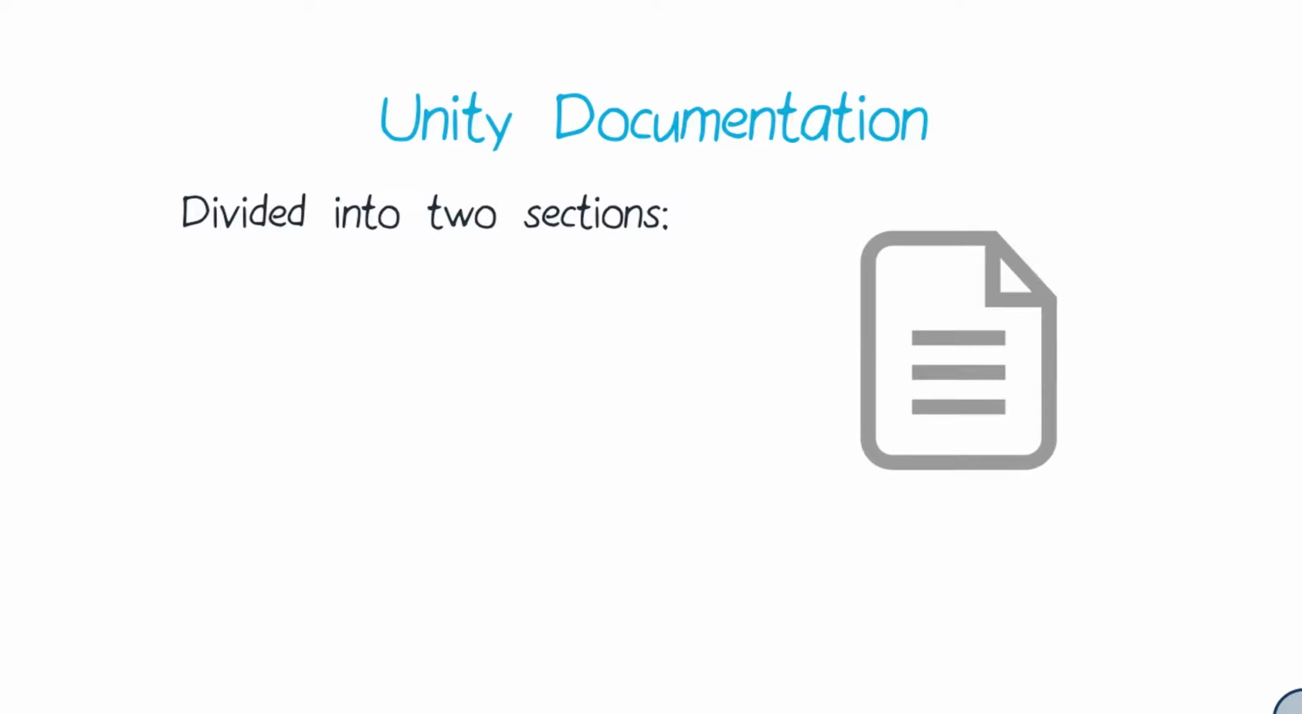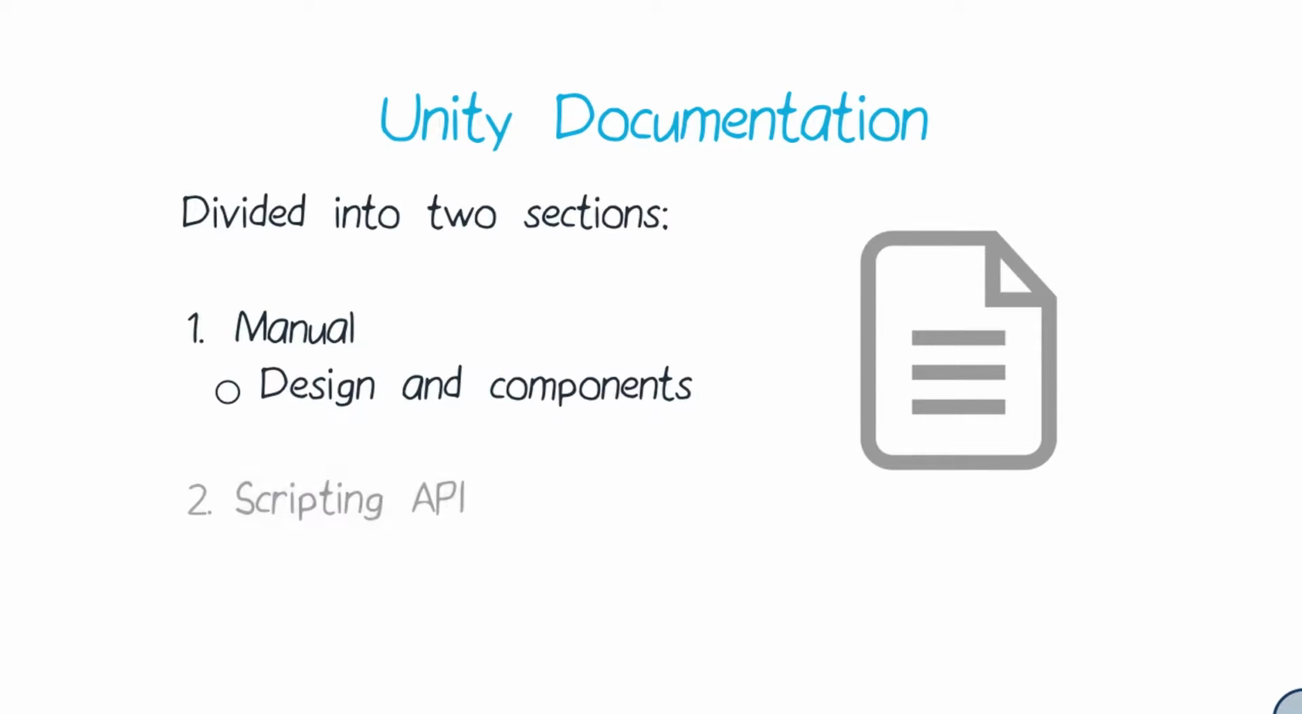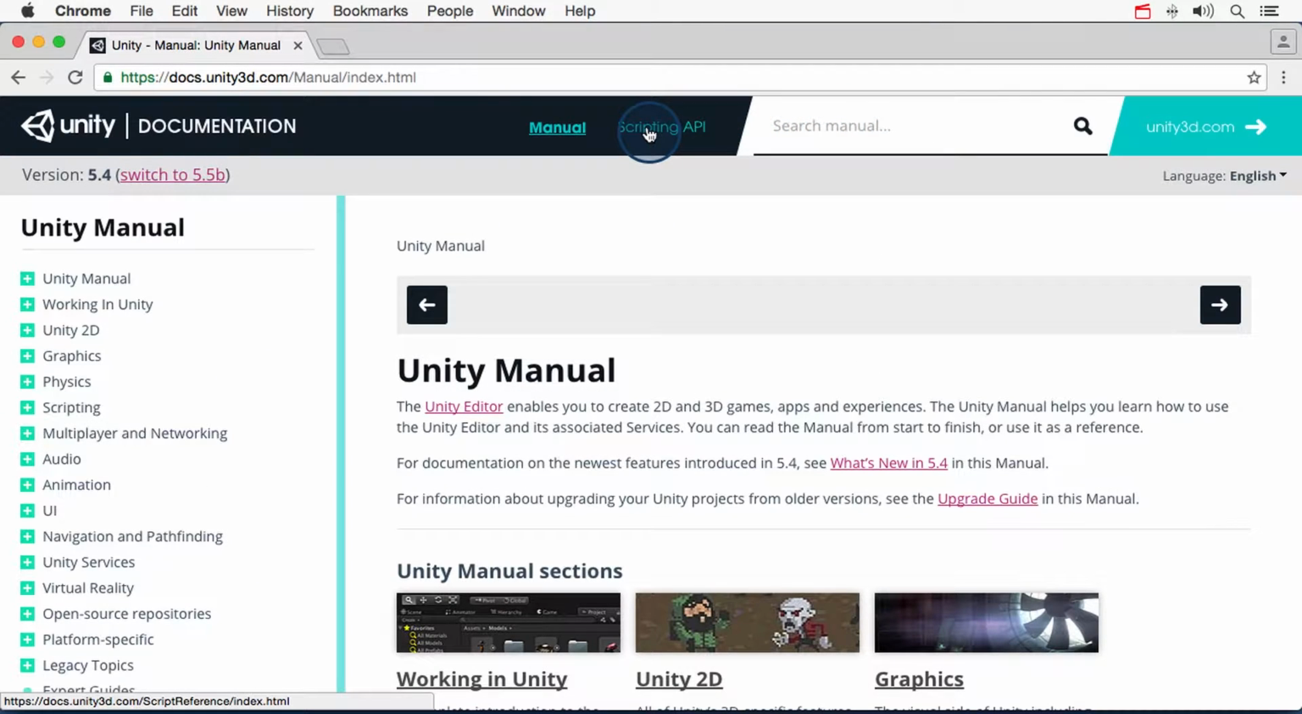The manual teaches you how Unity is designed, and it also shows you how to use the editor. The scripting section is all about Unity programming. This is the section we'll be focusing on for this course. Let's visit the Script API documentation. So go ahead and click up here on Scripting API.